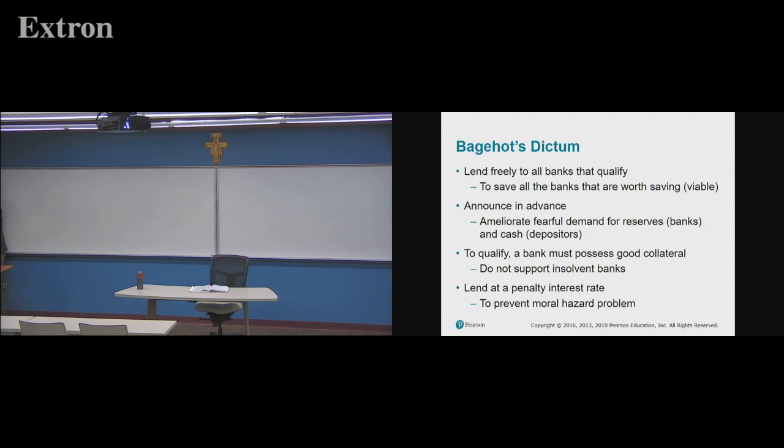So even the banks that do have to go and get these last resort loans, in the United States, discount loans, they're still getting them at a penalty interest, so it's more costly than lending at typical market interest rates.